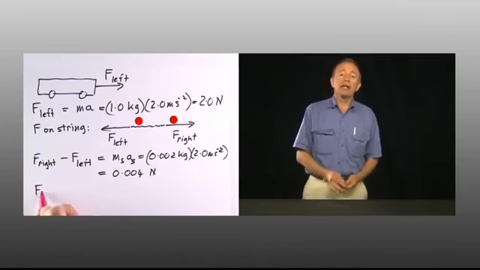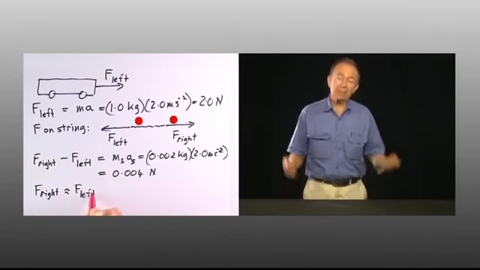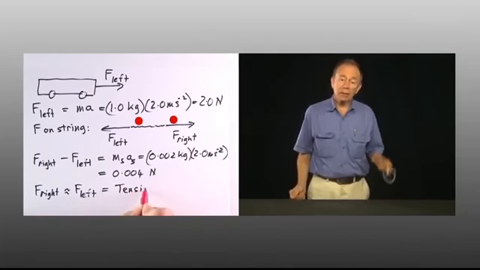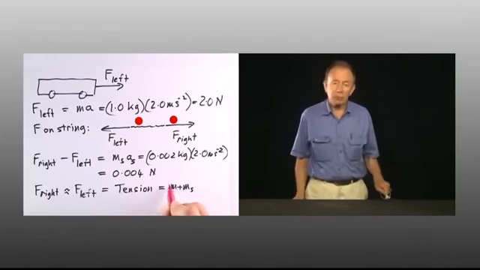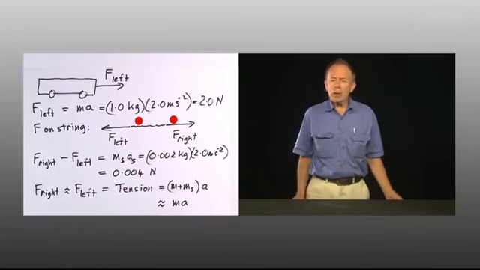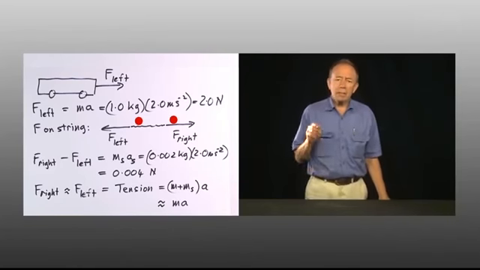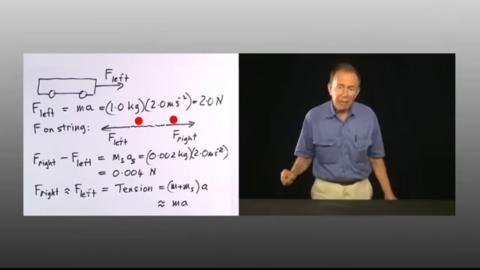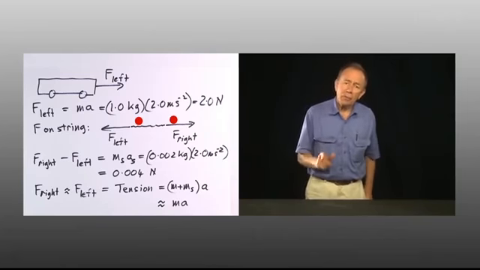If the string is light and inextensible, our problem is simple. The force I apply with my hand equals the tension in the string, and the tension in the string accelerates the trolley and the string. But because the string is light, I can write tension equals mass plus mass of string times a, which is approximately equal to mass times a. A further lesson. When I wrote tension equals mass plus mass of string times a, what happened to the other three force vectors? Let's see that next.